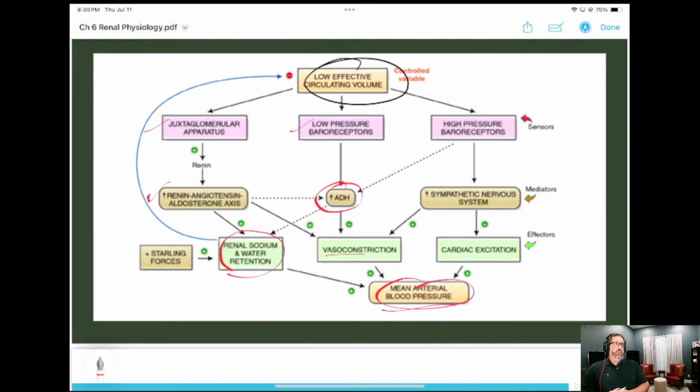Remember, our main goal is to maintain that MAP, get that cardiac output up, get those pressures back up. High pressure baroreceptors sense those. This is our sympathetic nervous system action. Increase cardiac excitation, increase vasoconstriction, all with the goal to increase mean arterial pressure. So those are the ways. We have those Starling forces here as well, but these are the main ones I want you to know. The RAS system, increased ADH secretion, and our sympathetic nervous system are the big ways that our body is going to respond to low circulating volume.